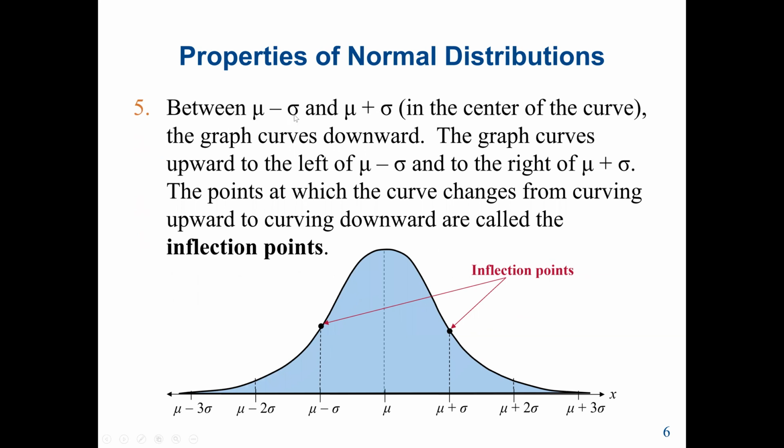Now, between the mean minus 1 standard deviation and the mean plus 1 standard deviation, in the center of the curve, as we can see in the graph with the arrows, are the inflection points, because this is where the graph changes from curving downward to curving upward. The curve curves downward in the center, and curves upward to the left of the mean minus a standard deviation and to the right of the mean plus a standard deviation. The points at which the curve changes from curving downward to curving upward are called inflection points. If you take calculus, we have this same concept with derivatives: when a curve changes from increasing to decreasing, that point is called an inflection point. Same concept.